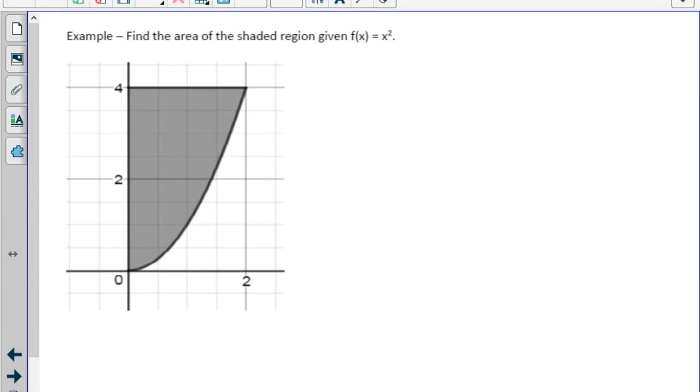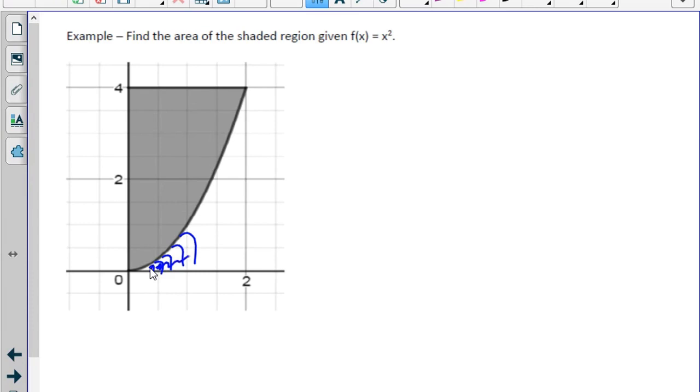1, 2, 3. We're now going to find the area of the shaded region given that f of x equals x squared. So essentially what we have to do is understand that an integral, just like we learned in a video that Mrs. Casey did, is basically what happens when we take the limit of all of the rectangles that we do, so an LRAM or an RRAM or whatever.